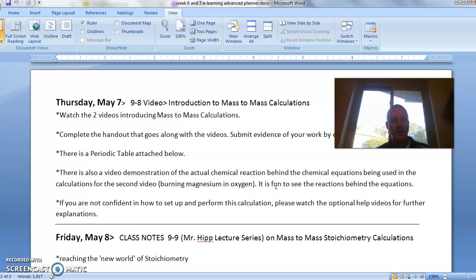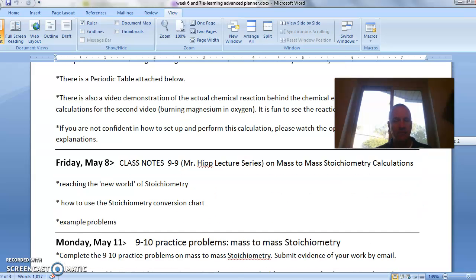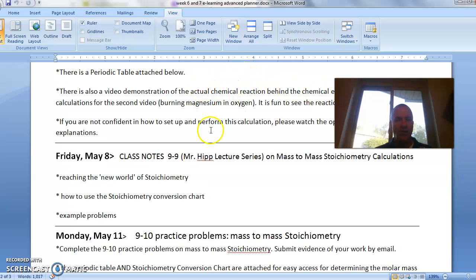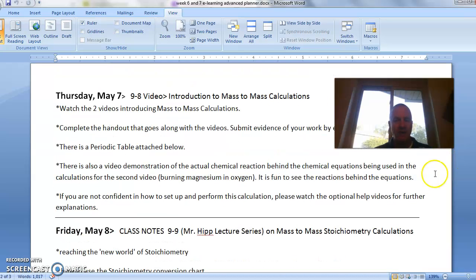But today you have two videos to watch introducing this calculation. Tomorrow, really all you have to do, which is on Friday, is watch my notes on mass-to-mass calculations. So today you'll have two teachers present mass-to-mass, and tomorrow I will give you my take on mass-to-mass calculations. We'll look at some example problems on how to do it. And tomorrow I'll present the stoichiometry conversion chart that we do, which will look vaguely familiar. But more on tomorrow. Today, Thursday, May 7th, your introductory videos on mass-to-mass.